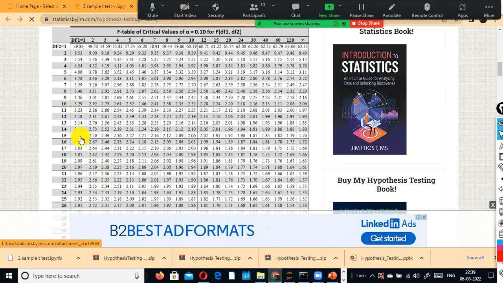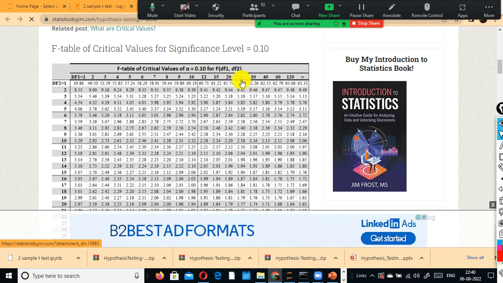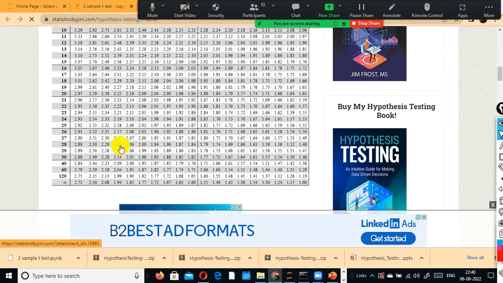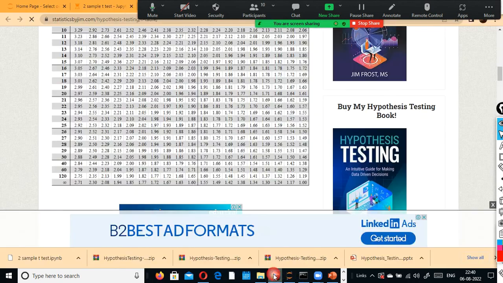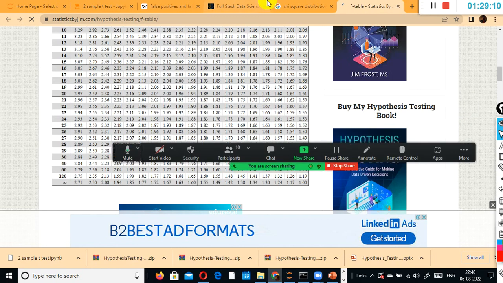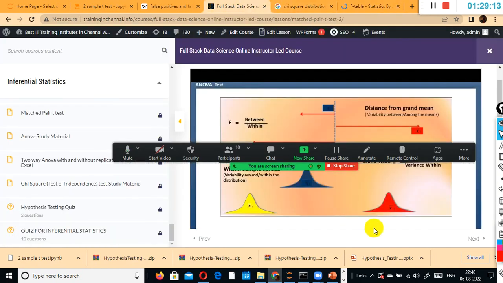9.39. So F table of critical values for significance 0.10. This is 0.010, and here okay, I did not get the table. Let me just go here and see my website. In that website PDF file I already put that one, I guess.